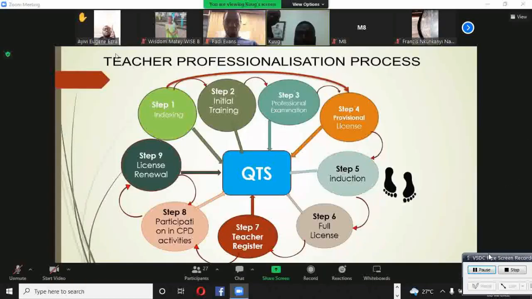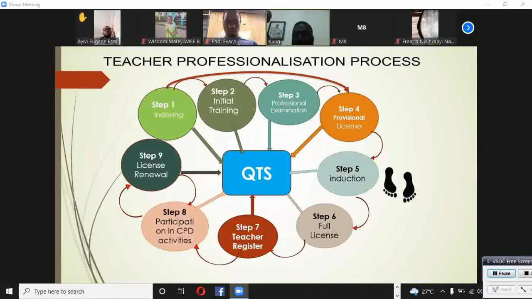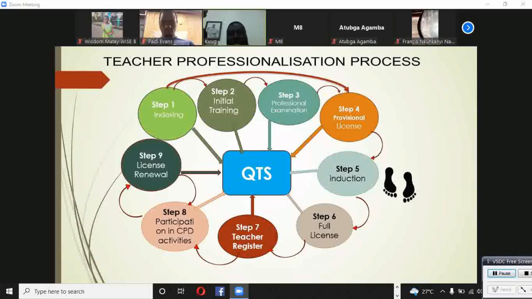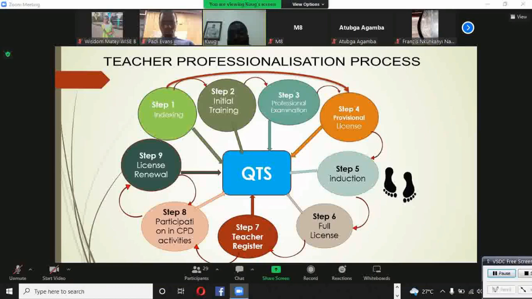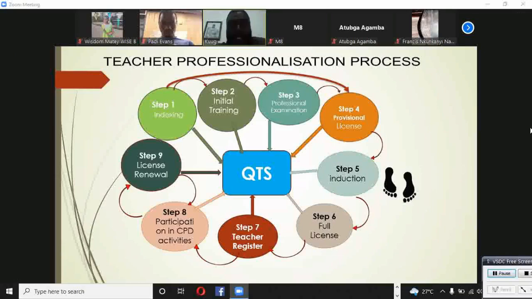Indexing. What is indexing? Indexing involves taking records of aspiring teachers or prospective teachers when they gain initial admission into the colleges of education or teacher training institutions. The second step is for you to go through your initial teacher training. What it means is that once you enter into the teacher education training institution, we take your details, and the details are taken at the onset of your initial teacher education.